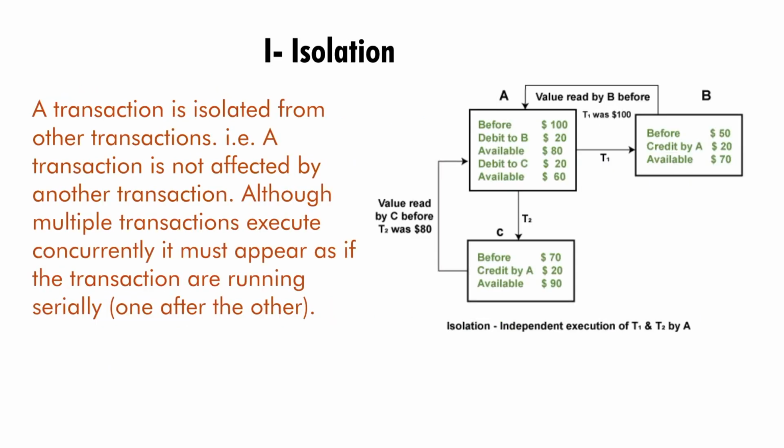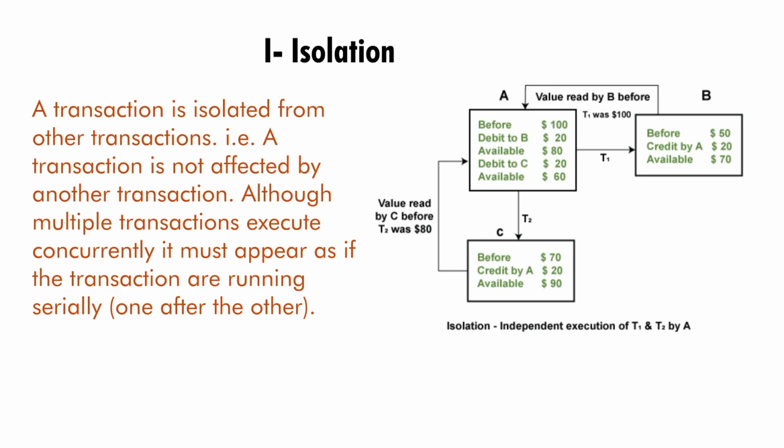Third is I for isolation. A transaction is isolated from another transaction, that is, a transaction is not affected by another transaction. Although multiple transactions execute concurrently, it must appear as if the transactions are running serially, one after another. In simple words, if your system is doing multiple transactions at a time, it should still appear like one transaction at a time. All the transactions should go serially, one by one. The first result will be stored in memory, then the second will start.